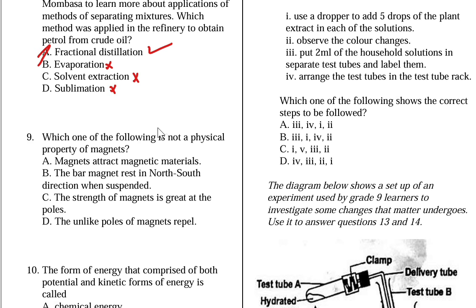So starting with A, magnets attract magnetic materials like iron. That is true. Bar magnets rest in north-south direction when suspended. You know that one is true. When you suspend it, it is going to rest in north-south direction. It aligns with the Earth's magnetic field. What about C? The strength of magnets is great at the poles. That one is also true. What about D? The unlike poles of magnets repel. That one is not true. You know that the one that repels is like. So if you have another pole and another pole, they repel. So like poles repel, unlike poles attract, and therefore the correct option is D.